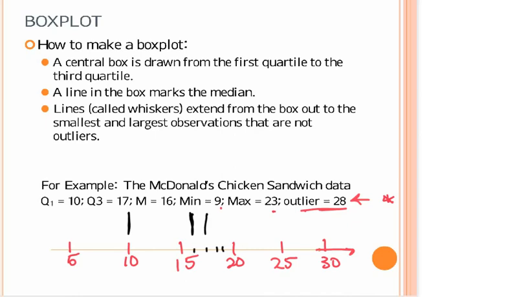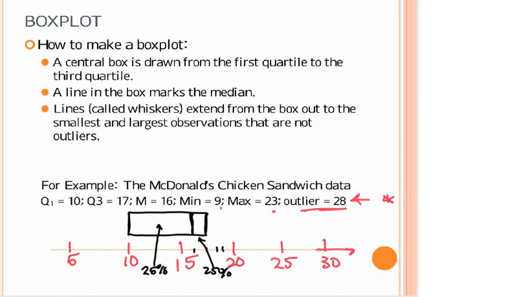I connect, I make a box out of these. Now, this is 25% of the data. This is 25% of the data. So this is the middle 50%. Notice this is really skewed, and it's skewed left.